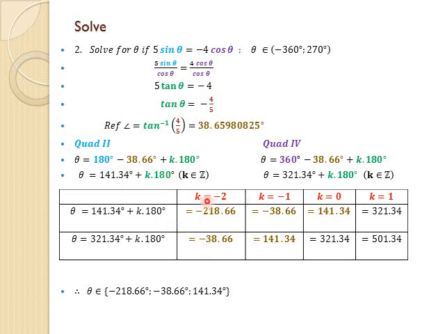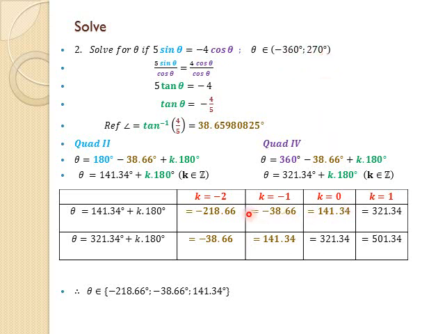So if I take this one and I substitute minus 2, minus 360 plus 141 would give me minus 218.66. If I put in minus 1, minus 180 plus the 141.34 would give me minus 38.66. If I put 0 there, it simply stays 141.34. If I put 1 there, 180 plus 141.34 give me 321.34.